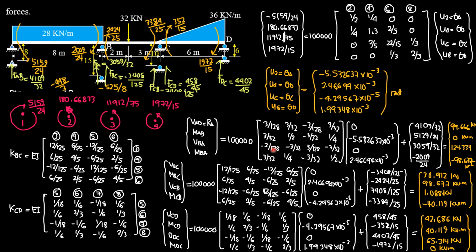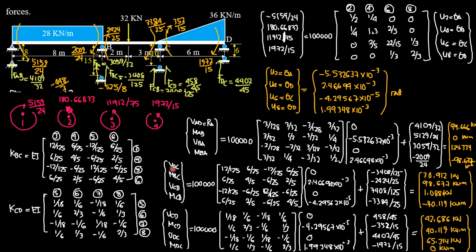Then shear BA: negative 3/32 times negative 5.532637 times 10 to the negative 3 plus negative 3/32 times 2.46694 times 10 to the negative 3, times 100,000, plus 3,059/32. You will get 124.334 kilonewtons. Then moment BA: 1/4 of negative 5.532637 times 10 to the negative 3 plus 1/2 of 2.46694 times 10 to the negative 3, times 100,000, plus negative 2009/24. You'll get negative 98.677 kilonewton meter.